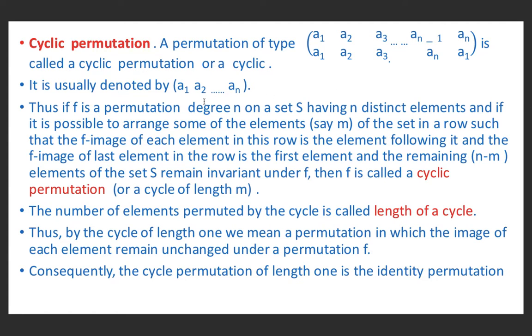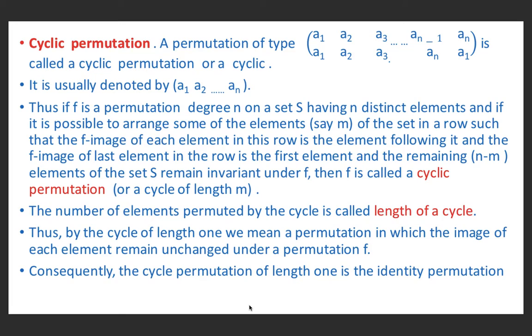It is usually denoted by (a1 a2 ... an). Thus, if F is a permutation of degree n on a set S having n distinct elements, and if it is possible to arrange some of the elements, say m elements of the set, in a row such that F image of each element in this row is the element following it, and the F image of the last element in the row is the first element, and the remaining n minus m elements of the set S remain invariant under F, then F is called a cyclic permutation.